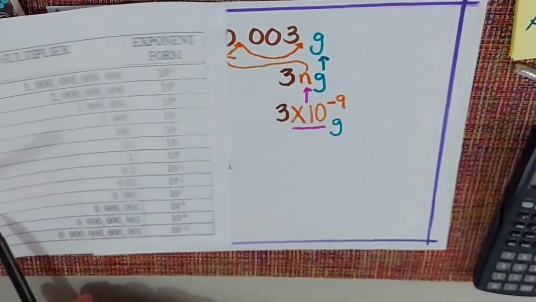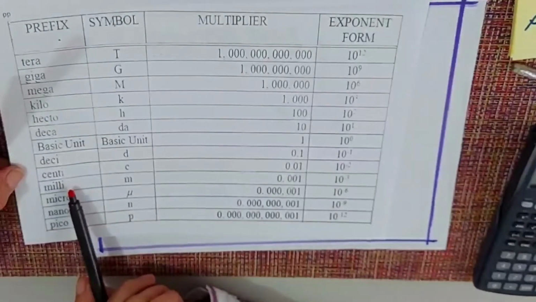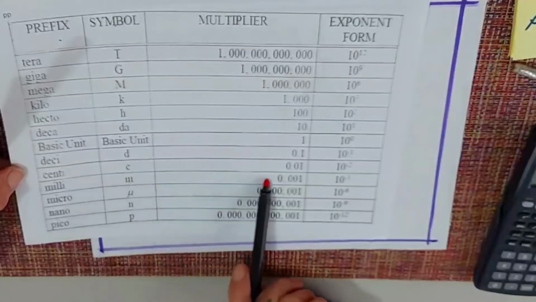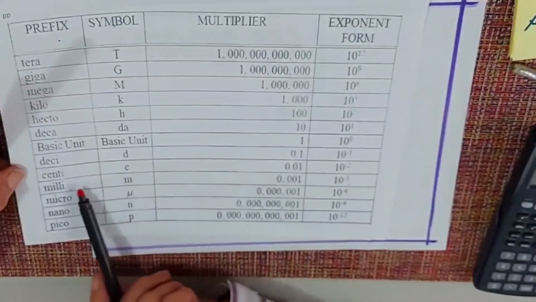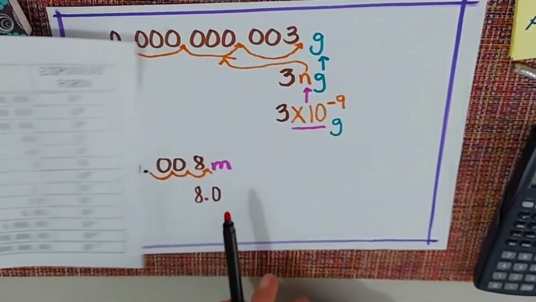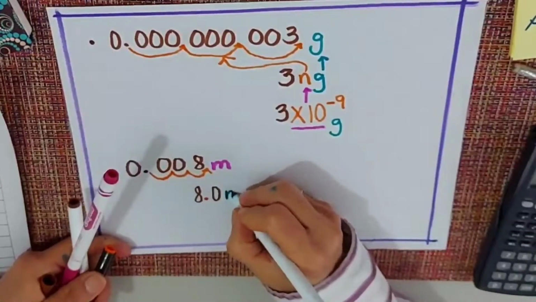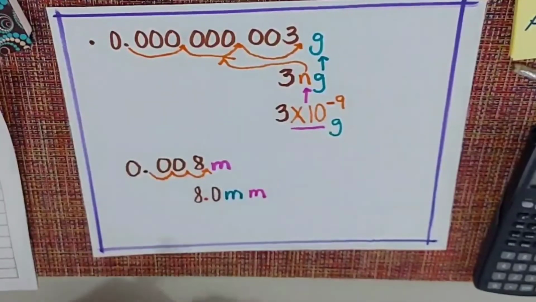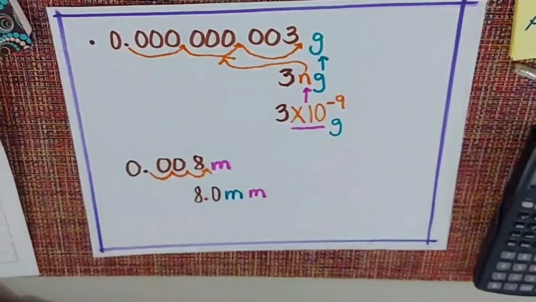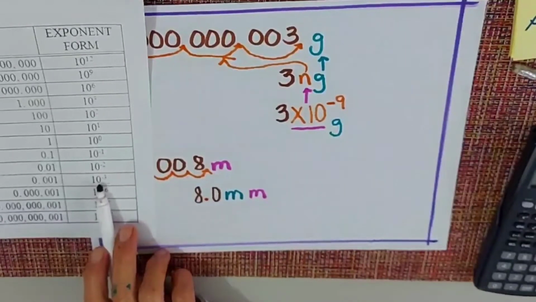Now we are going to look in the prefixes chart, and with 3 places we have milli. The name of the prefix is milli. Then we are going to write m for milli and m for meters. And also we are going to write this number with the exponent form. The exponent form is 10 to the minus 3.